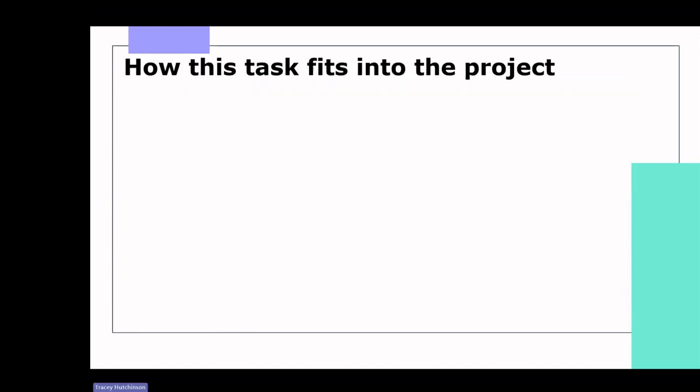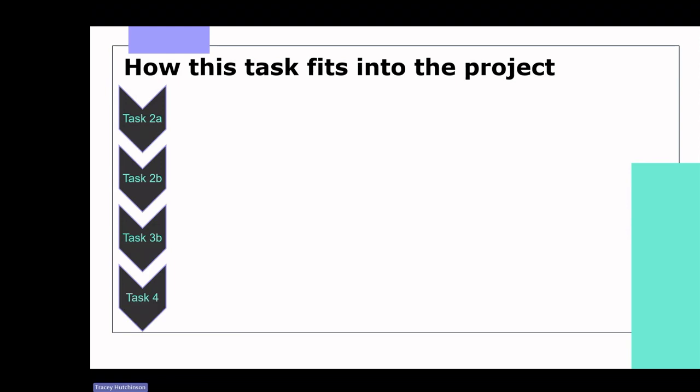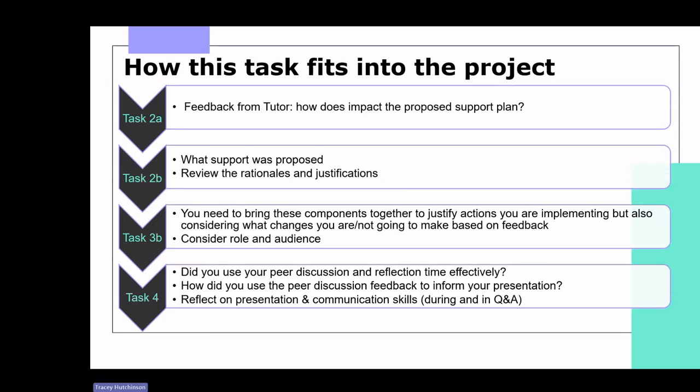Understanding how Task 3B fits into the broader project is essential. In Task 2, students reflect on the feedback received from their tutor and consider how it impacts the proposed support plan for the individual. Through to Task 2B, where they review the support that was proposed and the rationales and justifications provided within the healthcare plan. This then links to Task 3B.